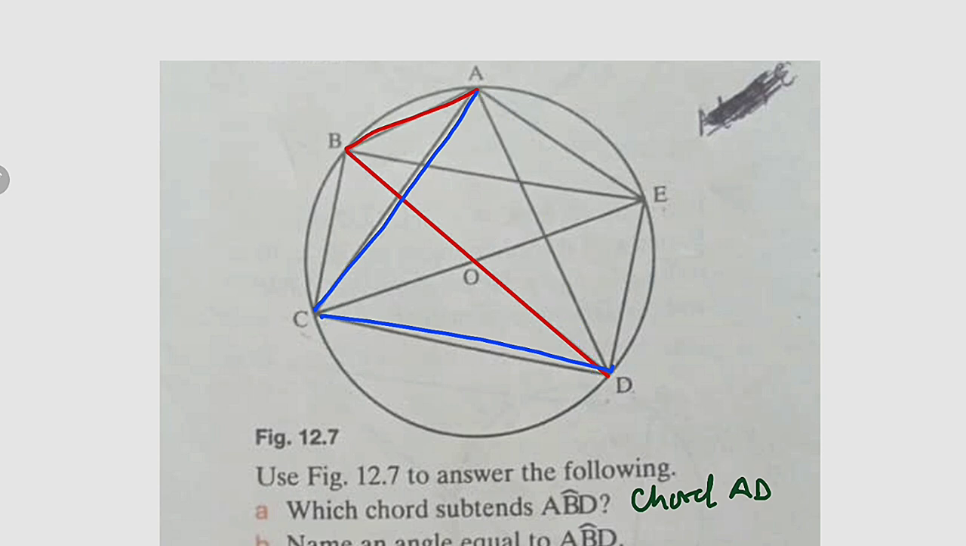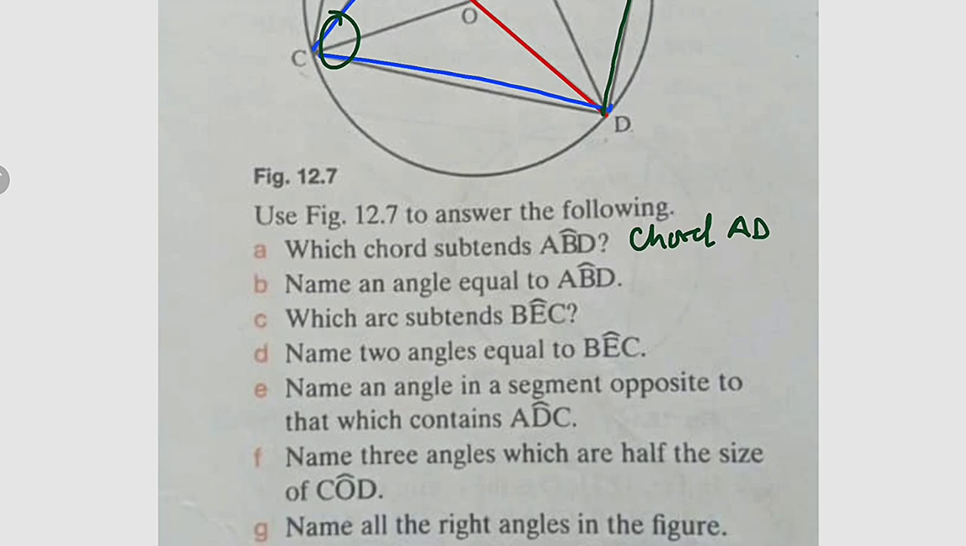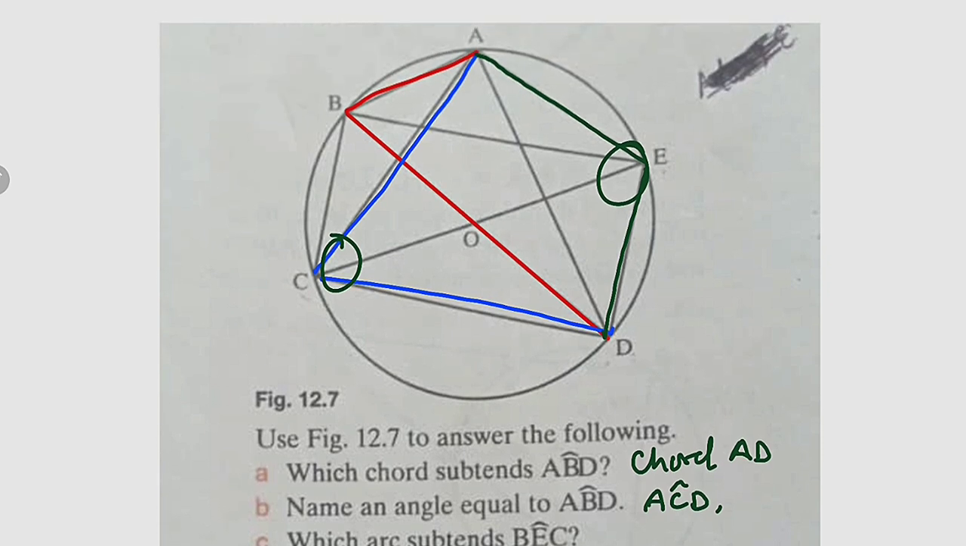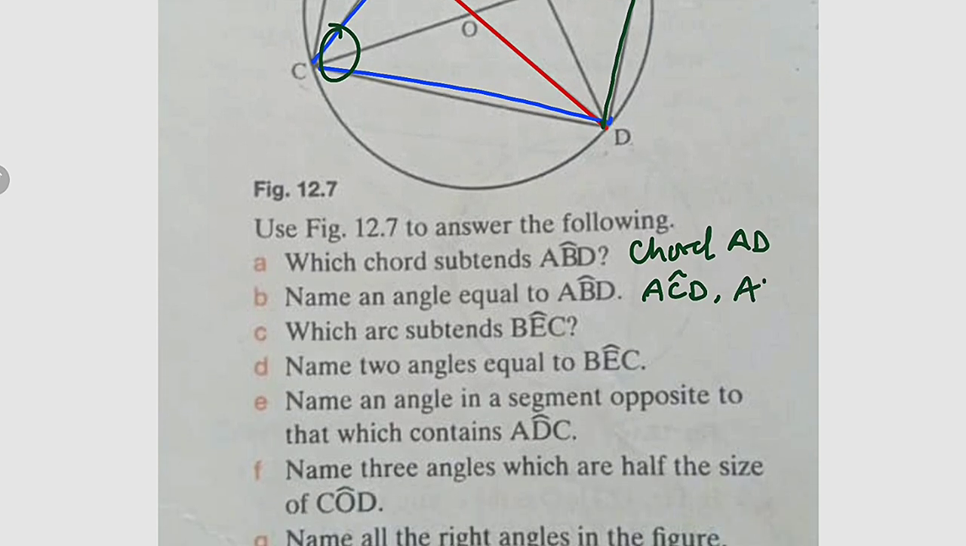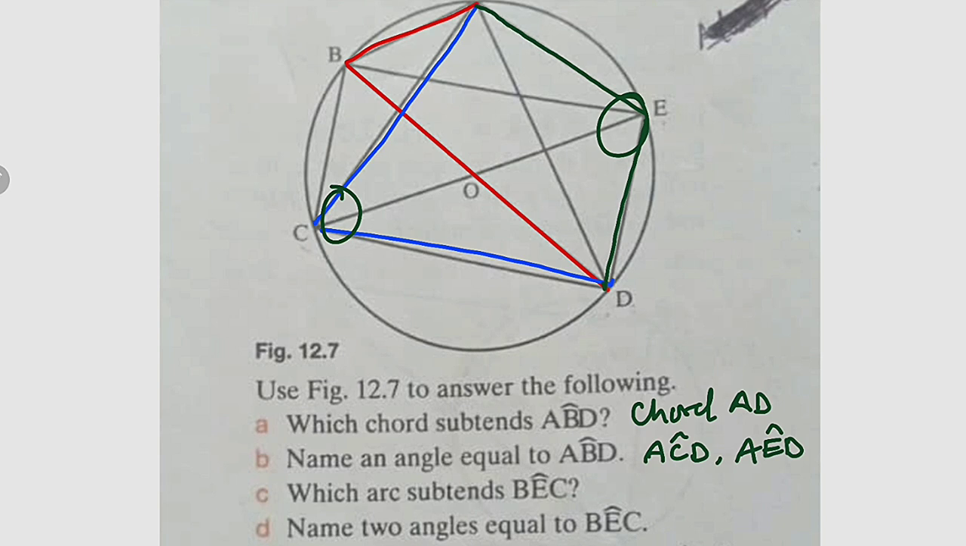Let's see whether we have another one. Yeah, we have another one. The same chord AD subtends an angle to E. Can you see that? So we have these two angles. Initially, this is what we have. Then we obtain these two. ACD. Let me write it first. We have ACD. Then the next one is AED. So these two angles are the same as this one. Let's move on to the next question.